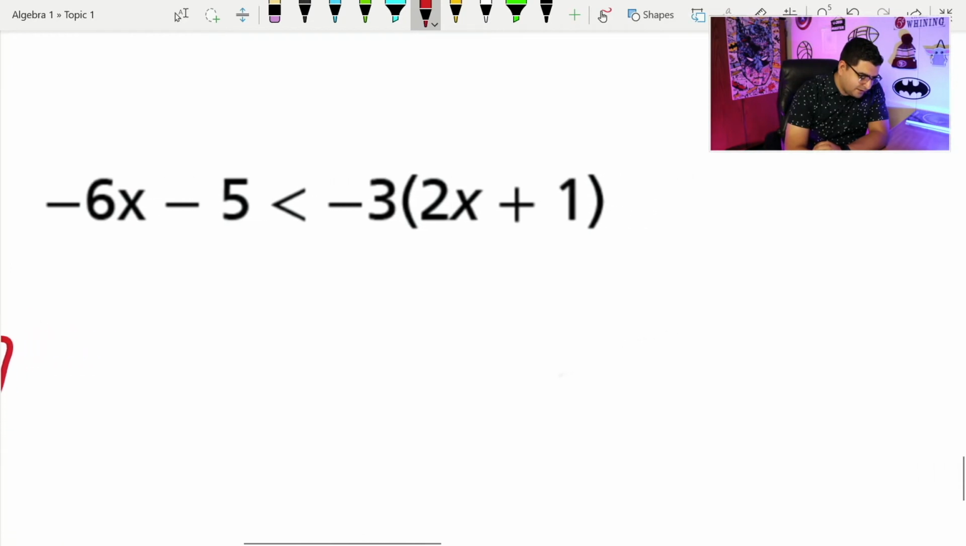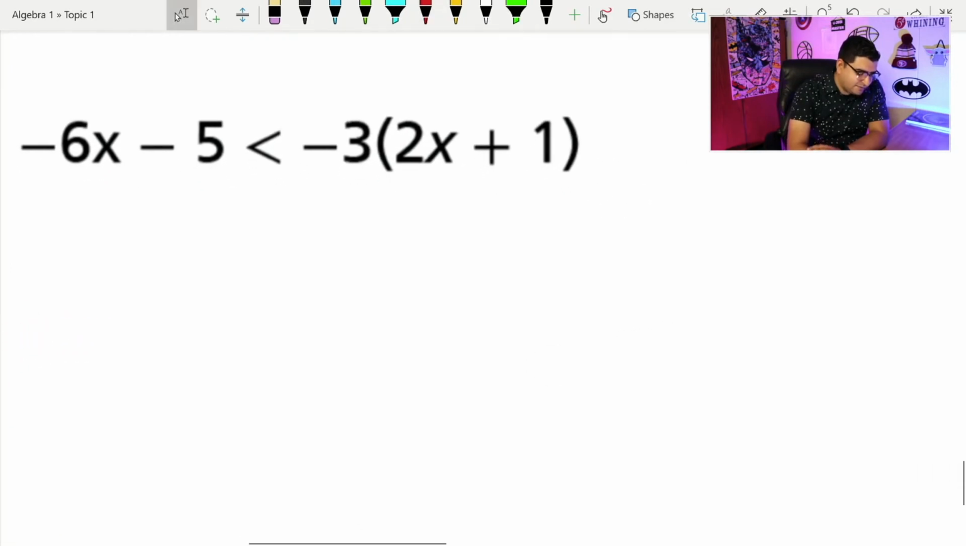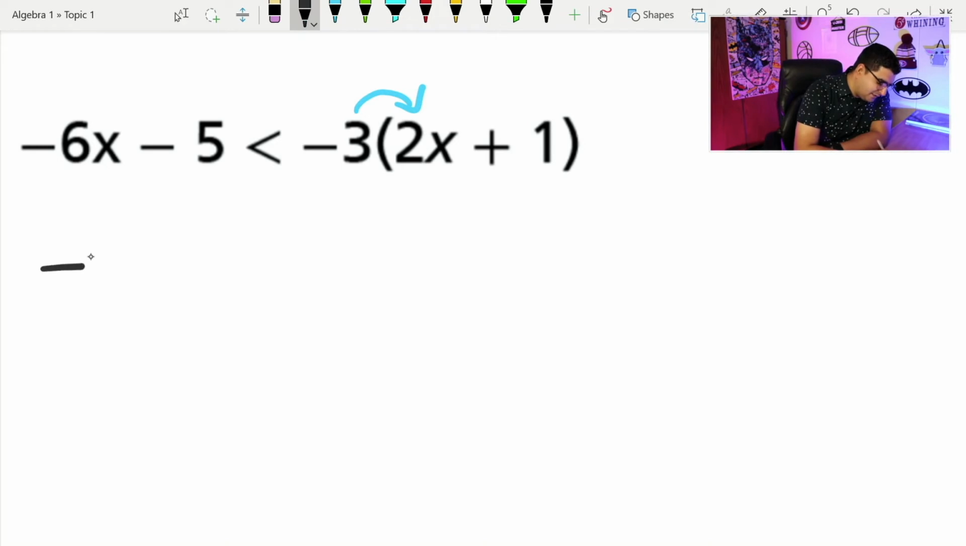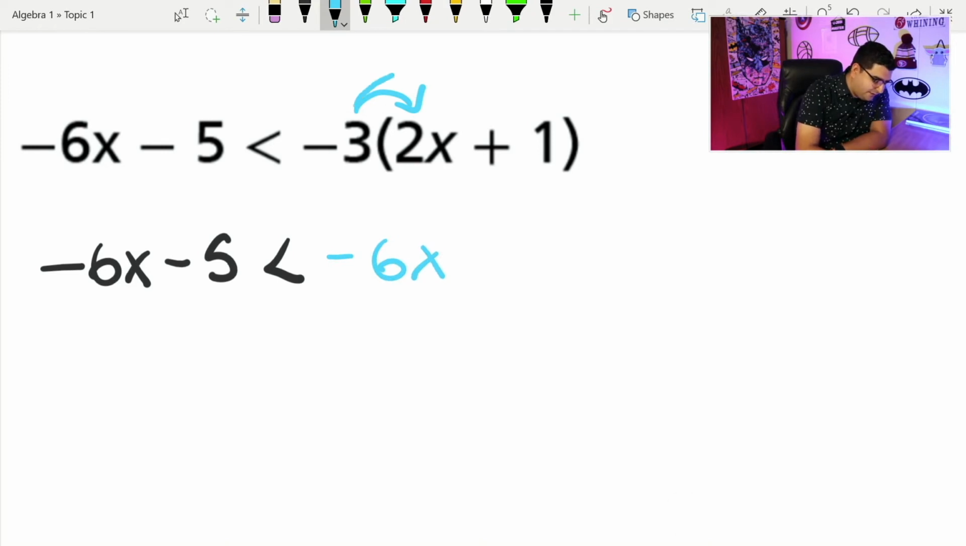Now let's look at our next example. Here we have negative 6x minus 5 is less than negative 3 times 2x plus 1. Let's solve this one by, again, distributing, which means this left side is going to stay the same. So I'm just going to rewrite it: negative 6x minus 5 is less than. Here we get negative 3 times 2x, which gets me negative 6x. Then negative 3 times a positive 1 leaves me with negative 3.